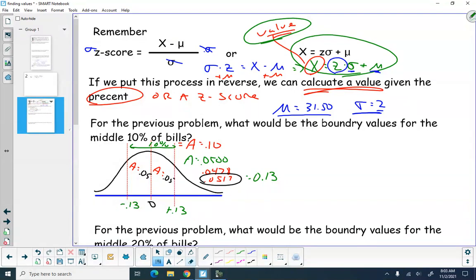So knowing my z-scores, I can find my values. I have my value is equal to my z-score, negative 0.13, times my standard deviation, which is 2, plus my mean, 31.50. And then we have a positive 0.13 times 2 plus the 31.50. So we can find two boundary values.